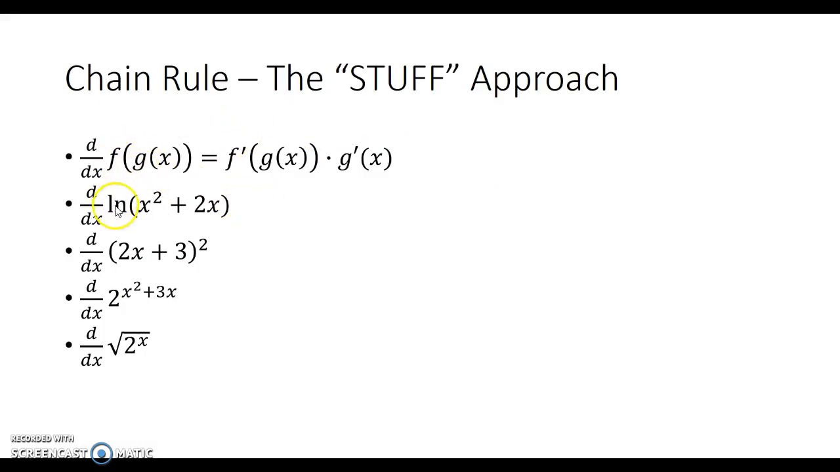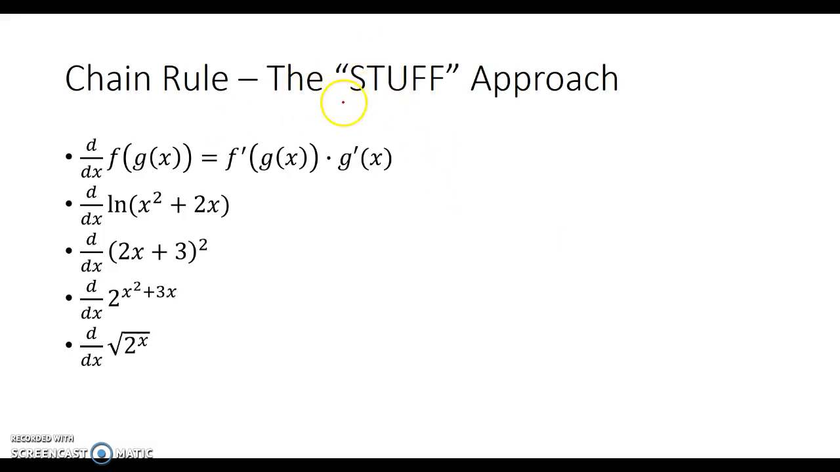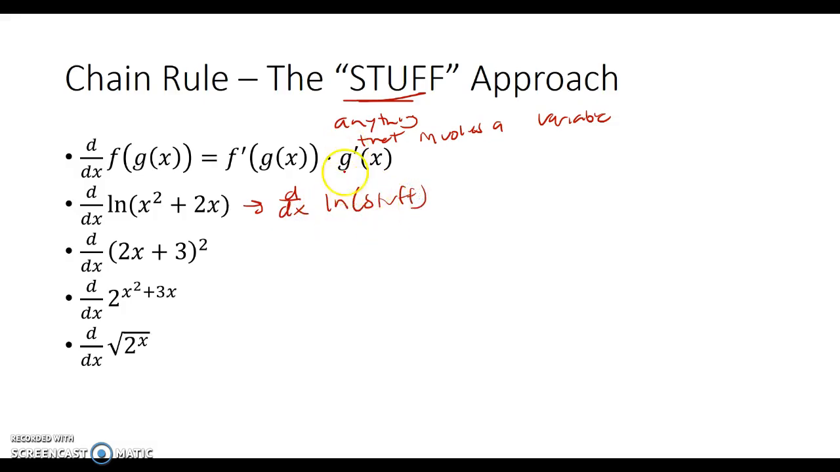Now I like to think of this as the stuff approach. Stuff, to me, is maybe a simplified form, but stuff is anything that involves a variable. So for example, here I have the derivative of the natural log of stuff. Well, what's the derivative of the natural log of x, let's say? It's equal to 1 over that stuff.